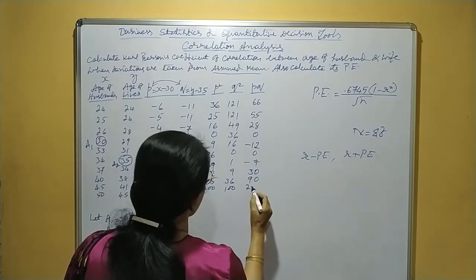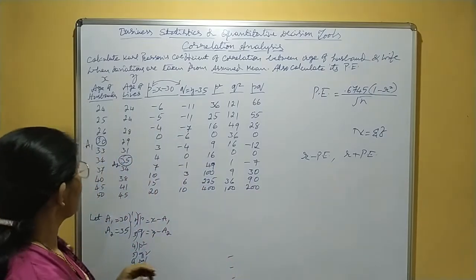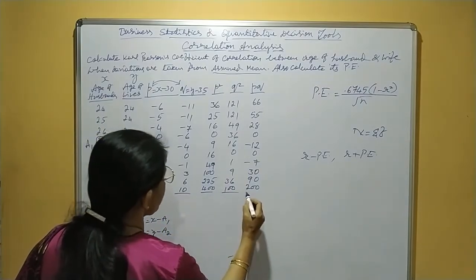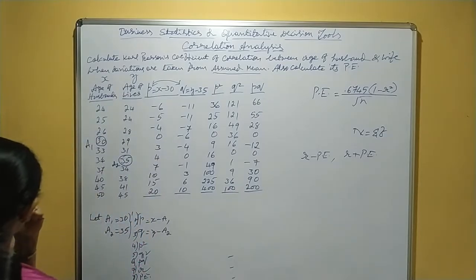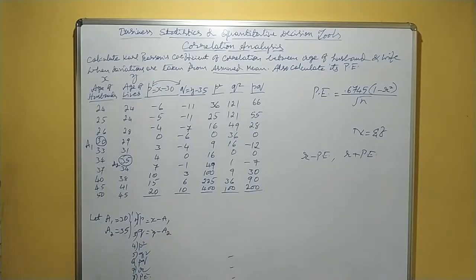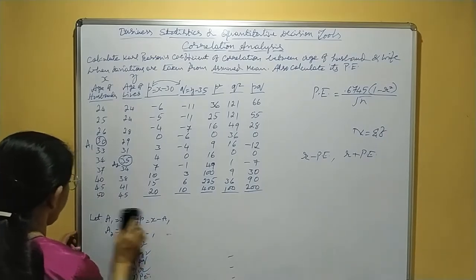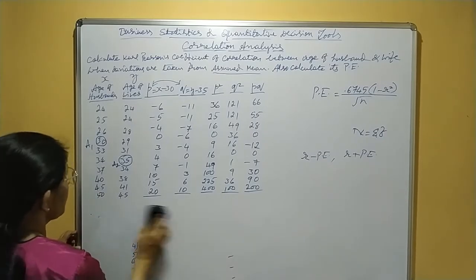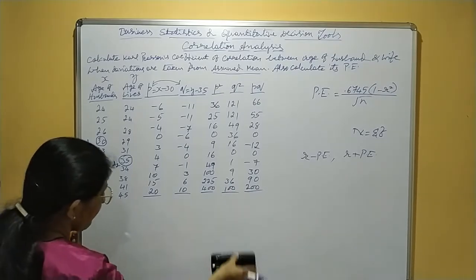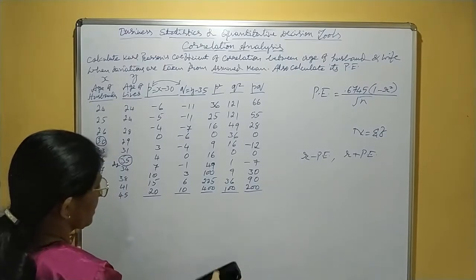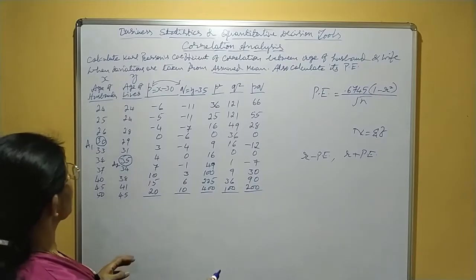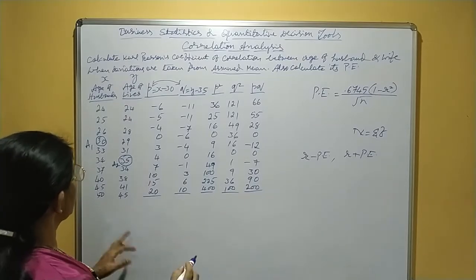Okay, now we need all the sigma p, sigma q, sigma p square, sigma q square, sigma pq. Therefore, you have to take the total of all the columns. Now, here for p and q, and even pq, we have both plus values and minus values. Therefore, you have to take the plus values total and minus values total separately and take the difference.